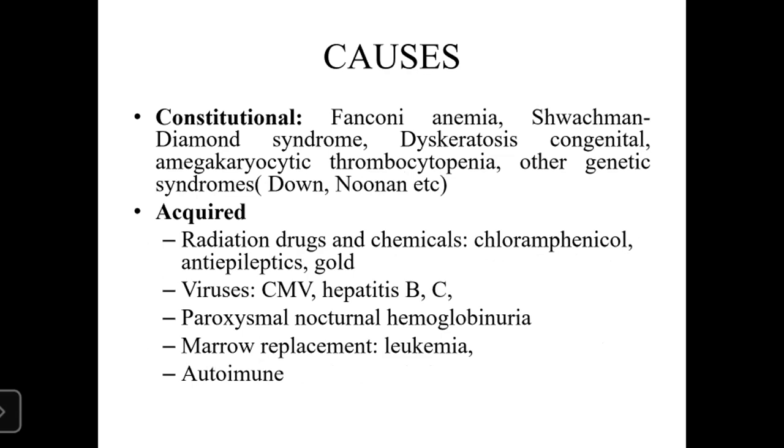Acquired causes are radiation, drugs, and chemicals such as chloramphenicol and anti-epileptic drugs, gold, and viruses such as CMV, hepatitis B and C, and parvovirus, paroxysmal nocturnal hemoglobinuria, leukemia, or autoimmune or mixed connective tissue disorder or SLE. These are causes of pancytopenia. Acquired causes: drugs, chemicals, viruses. Another is usually autoimmune, such as SLE, that might cause pancytopenia. Hereditary causes include Fanconi anemia, Shwachman-Diamond syndrome, dyskeratosis congenita, megakaryocytic thrombocytopenia, or other genetic syndromes such as Down and Noonan.